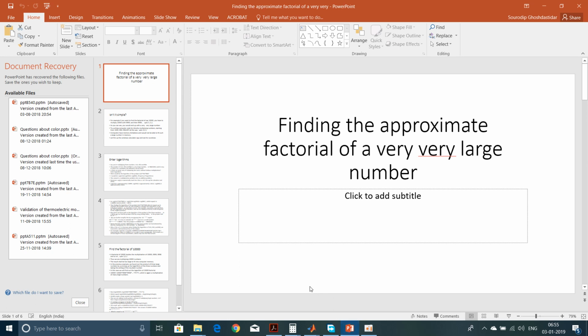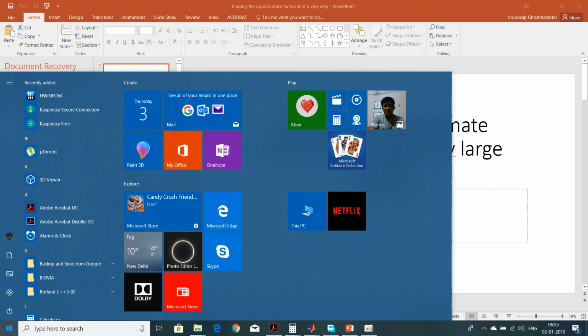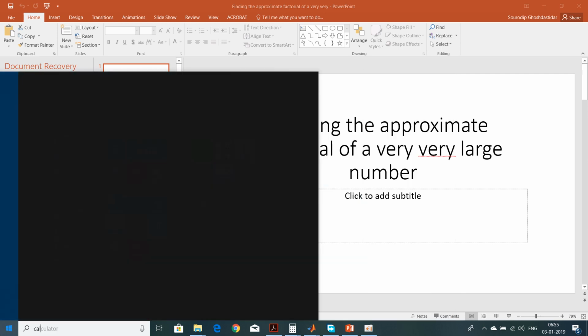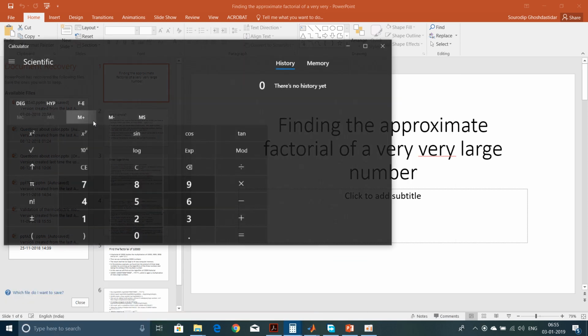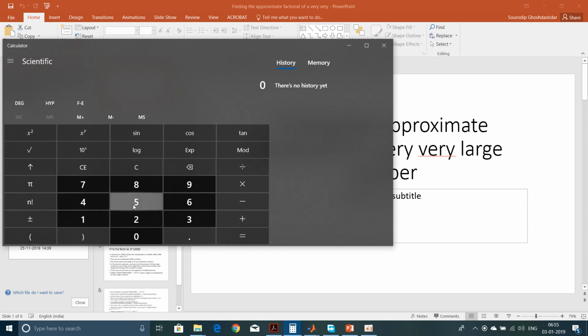So here's the problem. We have to find the approximate factorial of a very, very large number, a number which normally would be out of bounds for your normal Windows calculator. Let's see an example. So I fire up the calculator app. If you put in small numbers like 8 and find the factorial, obviously it wouldn't be difficult for the computer to compute that.